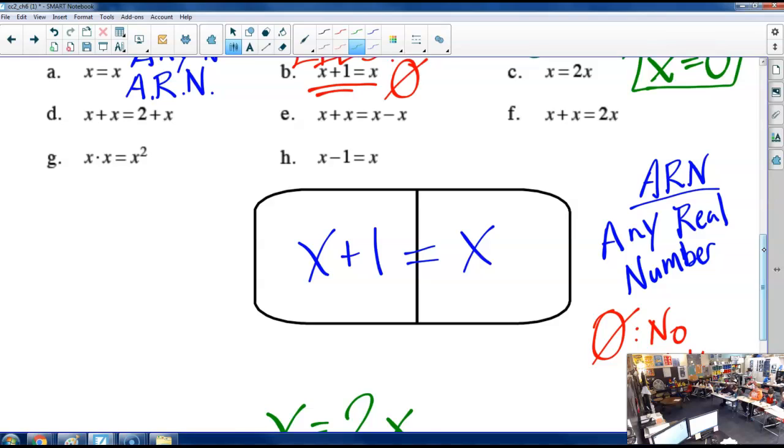Now the opposite of 2 is negative 2. The opposite of 5 is negative 5. But 0 is its own opposite. So that one can also be x equals 0. So that's totally a trap door.